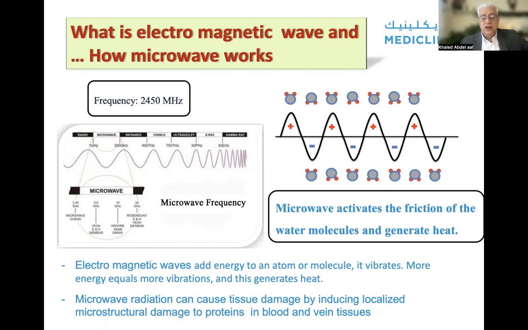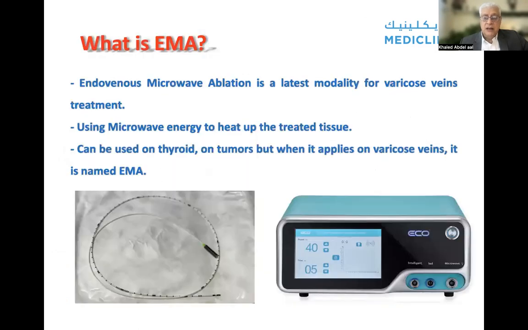If you want to know the effect of this ablation on the vein, you first have to know that the first affected are the RBCs, which are completely hemolyzed, which means a local thrombotic effect at the level of the heat. Then this heat extends to the wall and the protein inside the wall of the vein, leading to microstructural damage of the protein wall, exactly like cautery.